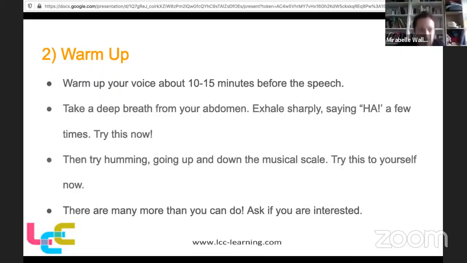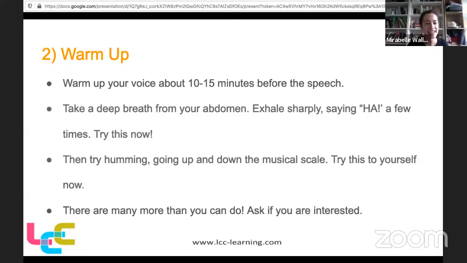About 10 minutes before you start, I would take a deep breath from your abdomen, which is from your stomach, basically. So take a deep, deep breath, fill up your stomach, and you can do this at home if you like, right now, as we go along. And I would exhale sharply from your abdomen and say ha a few times. It's quite a fun thing to do. So if you breathe in through your stomach and go ha, ha, ha. I can hear you all virtually trying that at home.